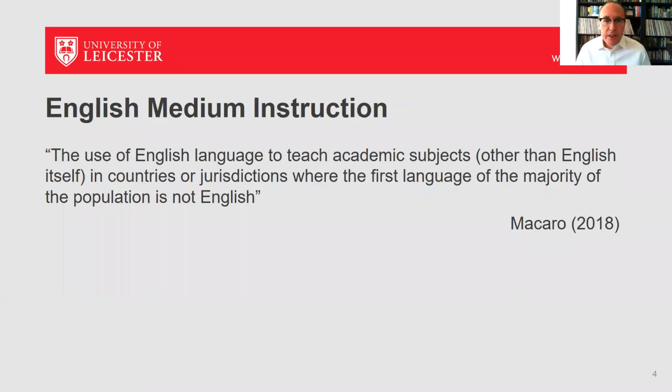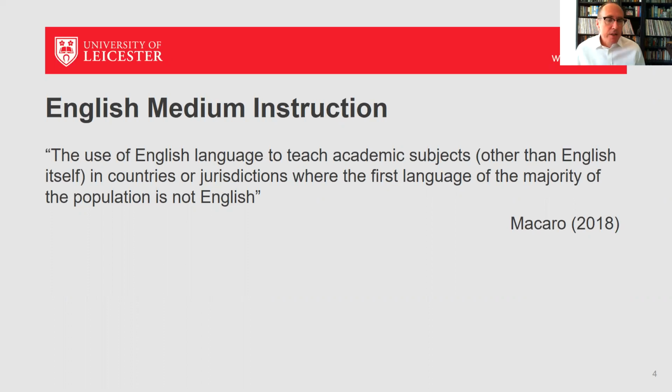Let's start off with a definition. Makaro is a name that if you spend a lot of time in EMI, you get used to very quickly. His book, English Medium of Instruction, is a very good starting point. This definition is used across a lot of his work, but also it's pretty much a go-to definition when talking about EMI. It's fairly well accepted, but it's not without its problems, and it does need unpacking a bit. We're going to compare it in a moment to CLIL, which you might also be familiar with.